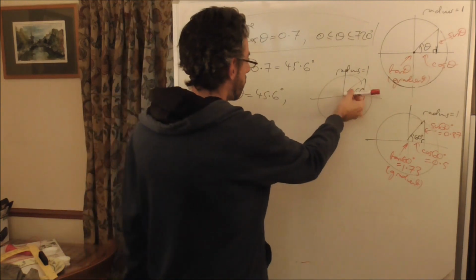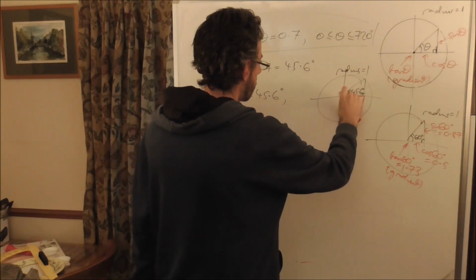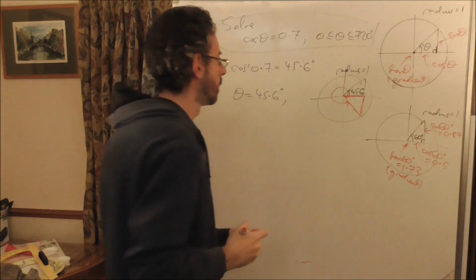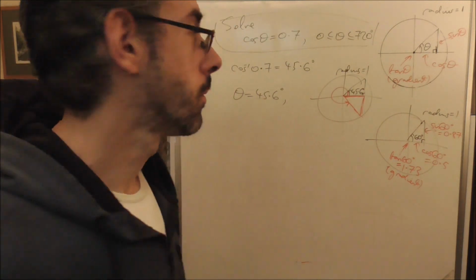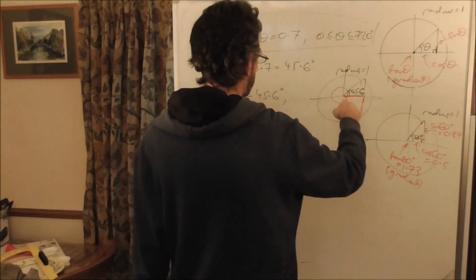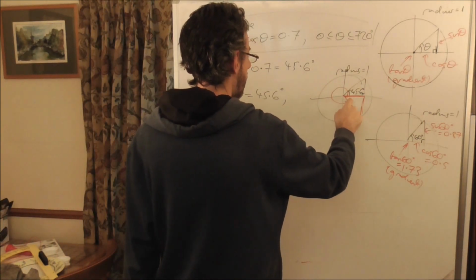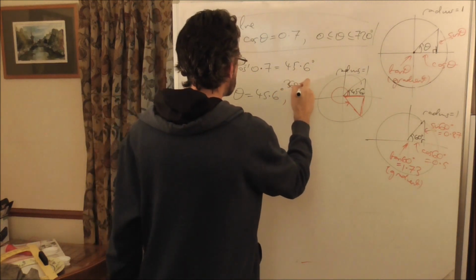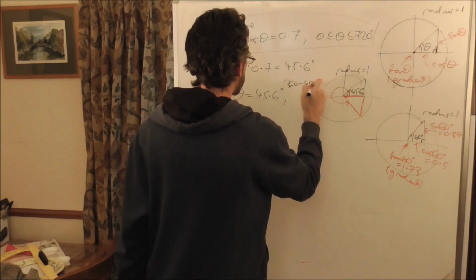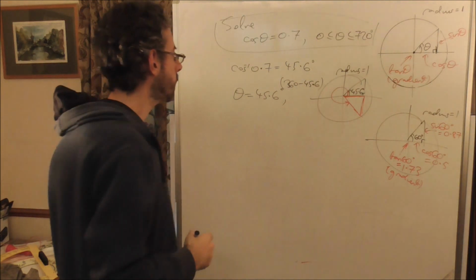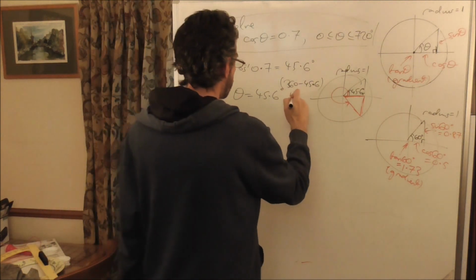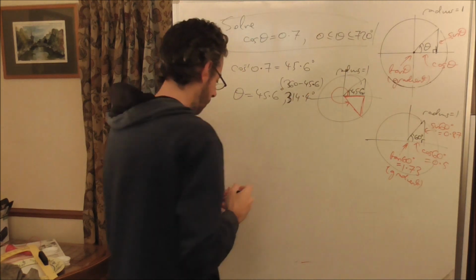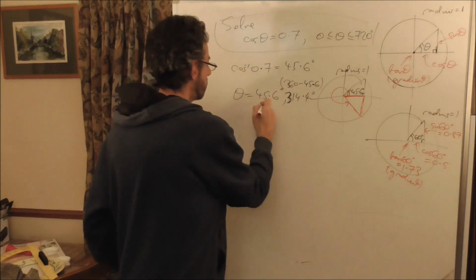So continuing in a positive direction, the next angle is going to be round to there. So what is that angle? Well, it's almost a full turn. It's almost 360, but it's 360 minus that gap, which is 45.6. So it's just 360 take away 45.6, which is 314.4 degrees. So we've got two solutions there.